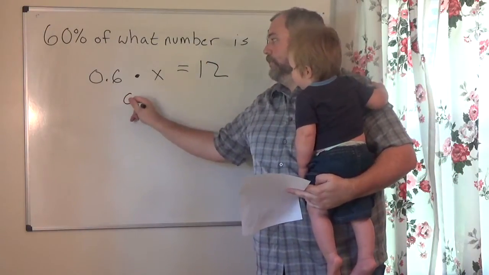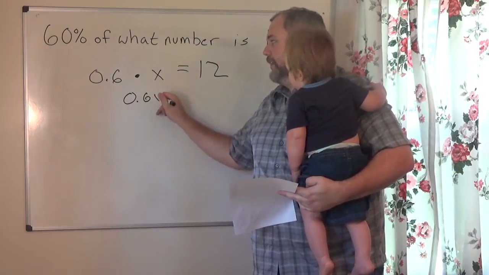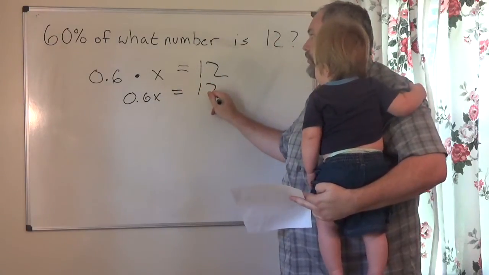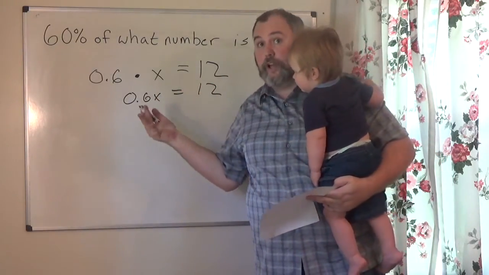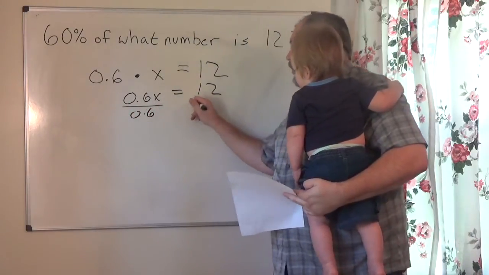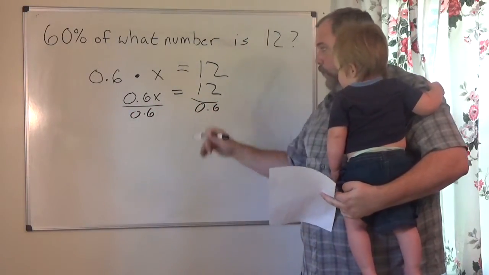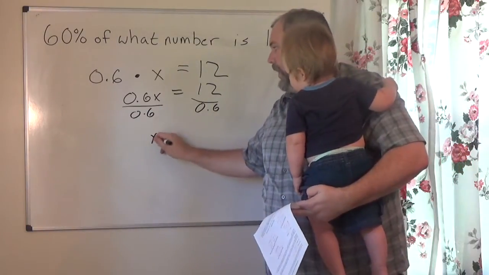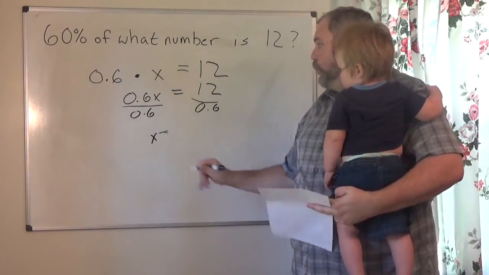Well, we can write this as 0.6x is equal to 12. At this point in time, you should know how to solve for x. We divide by 0.6 on both sides. And when we do, we get that x is equal to 20.